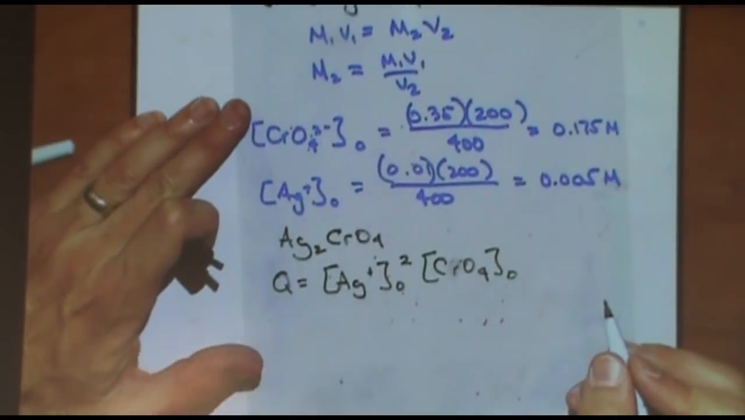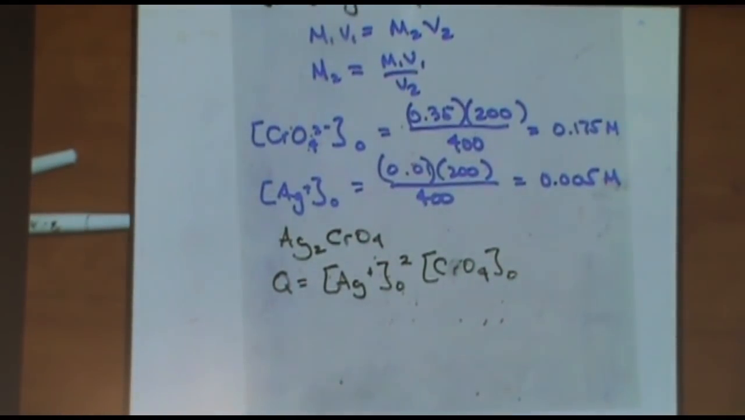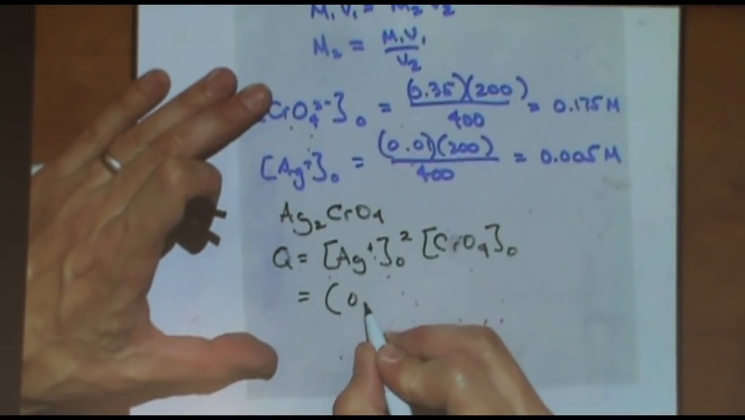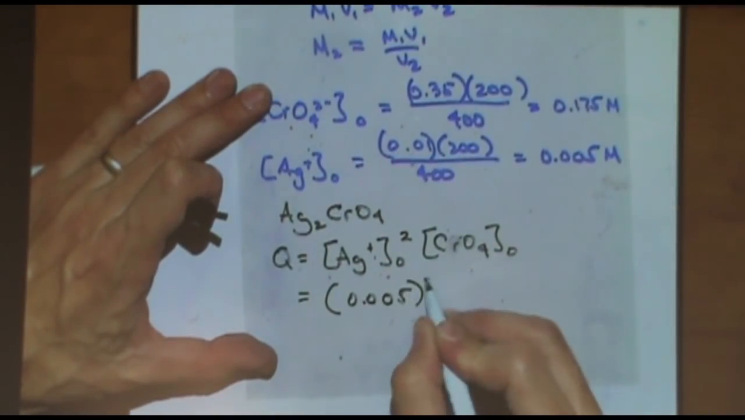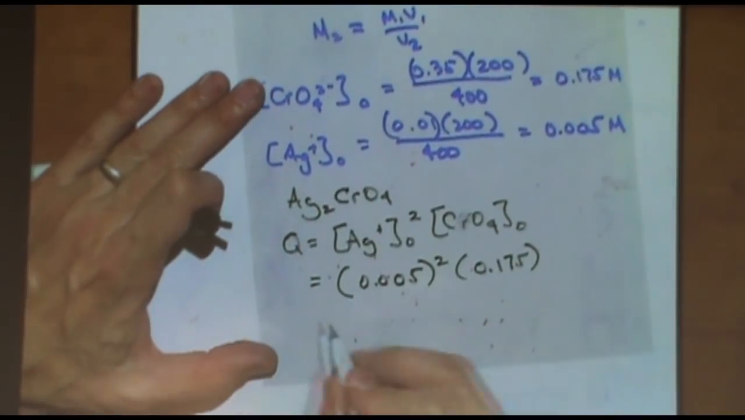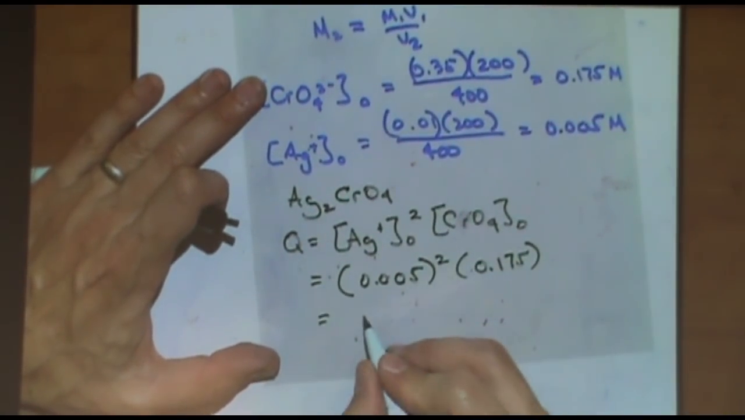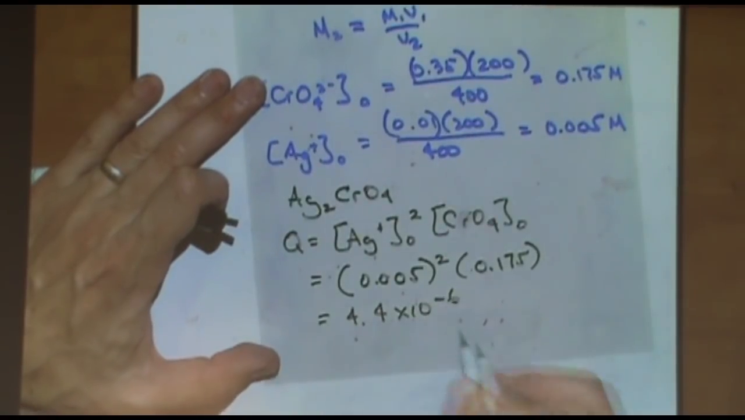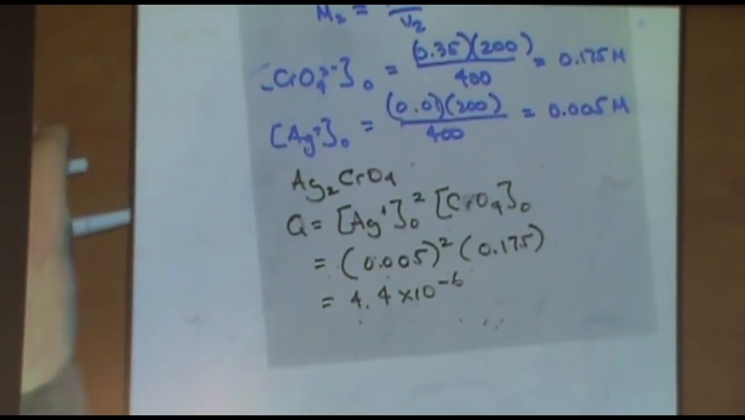CrO4, there we go. So that's our expression. You need to be able to write it by the final. Let's plug in what we got: 0.005 squared and 0.175, so those two molarities we just found. That turns out to be 4.4 times 10 to the minus 6. And I'll write it in a different color.